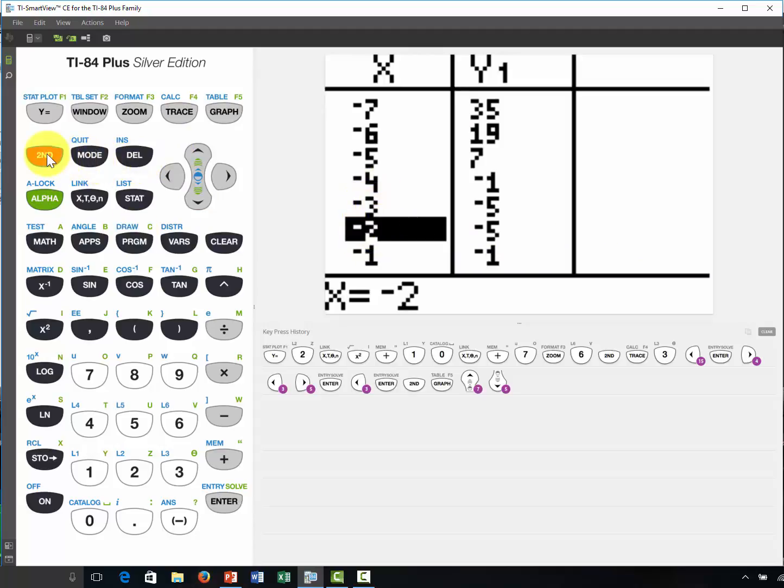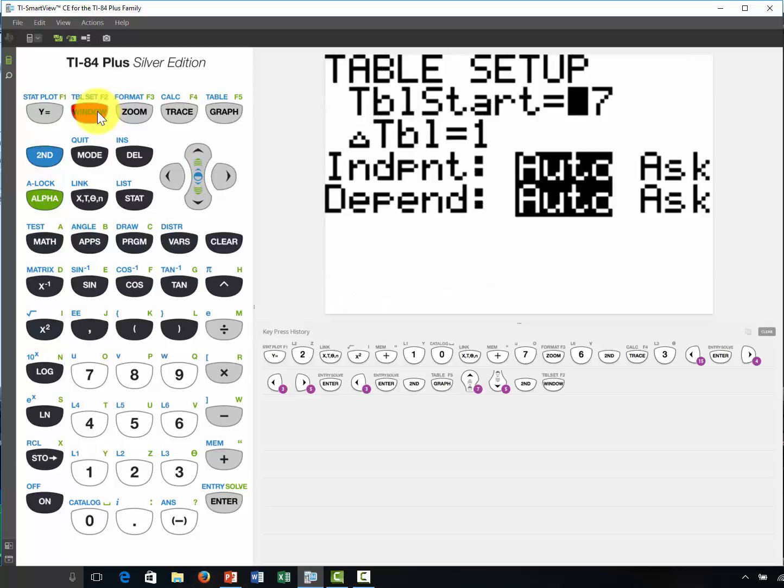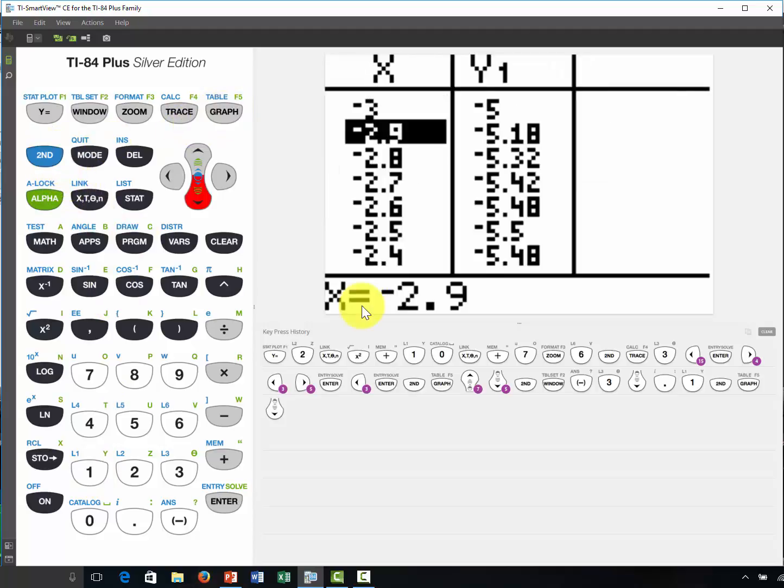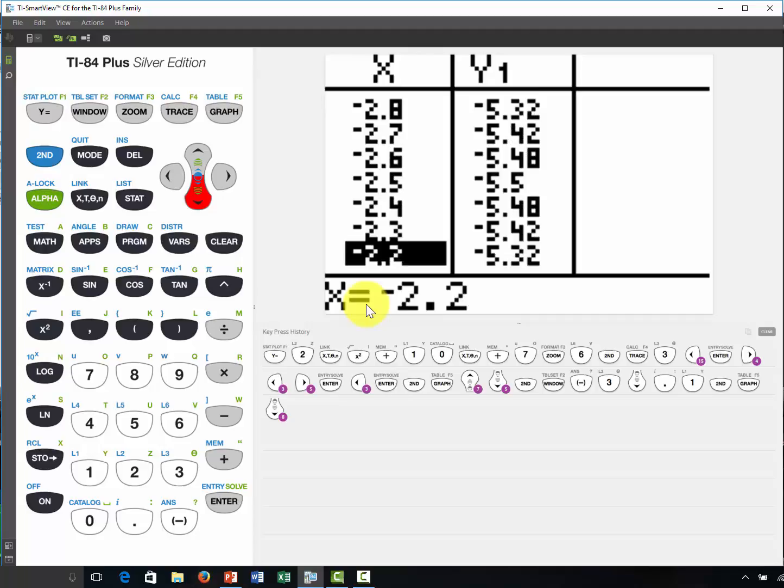So if I go second and window, which is table set, let's have it start at negative 3, and let's count by 0.1. Go back to table, and here we can see when x is at negative 2.5, this is our smallest value. This is the minimum value in the table. So we have verified it numerically.